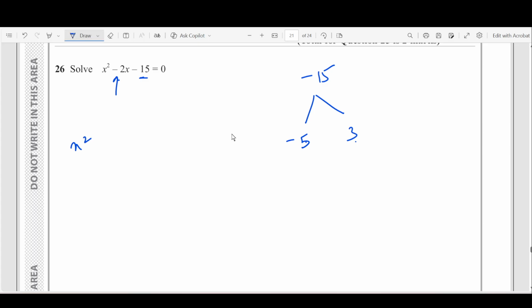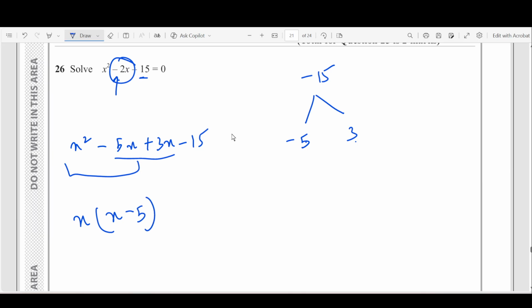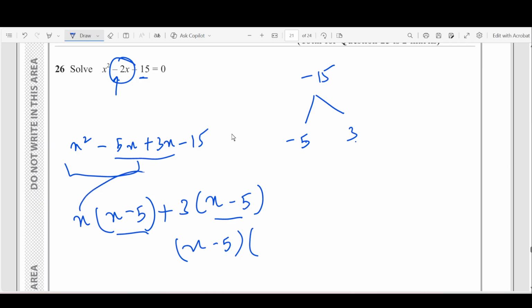So in place of negative 2x I will write negative 5x plus 3x minus 15. From the first two terms we can take x common. So we are left with x, and 5 is only there. From these two terms we can take 3 common. So we are left with x minus 5, since 3 times 5 is 15. These two brackets should be the same, so we write them once. Then the other bracket we make using these two, x plus 3.